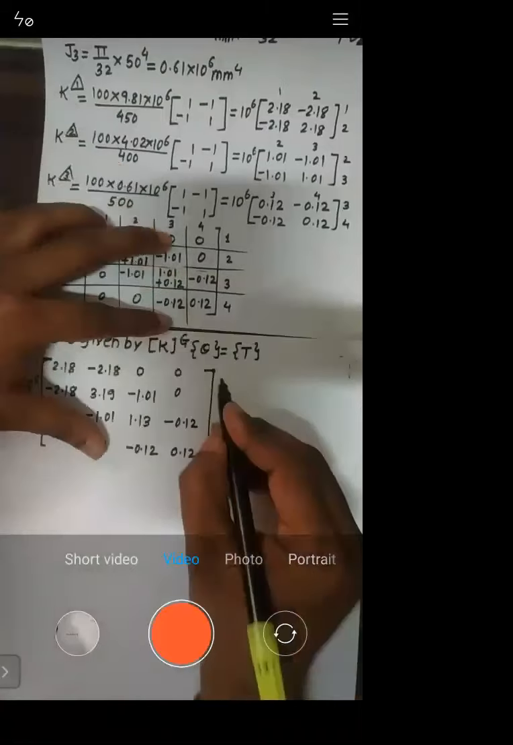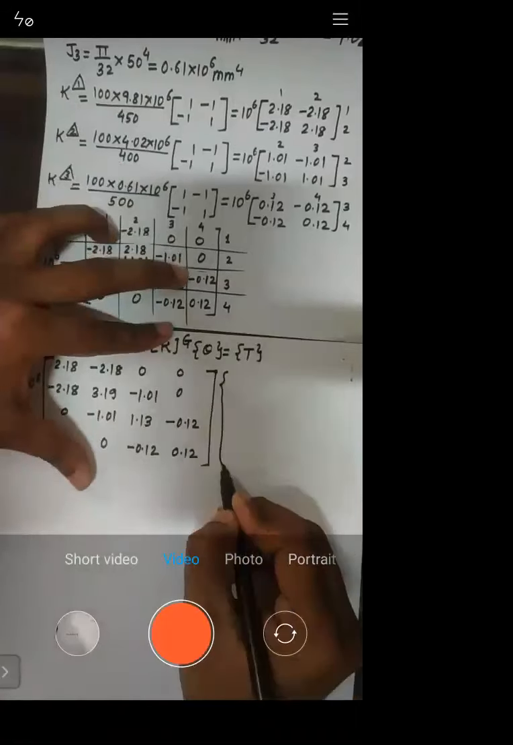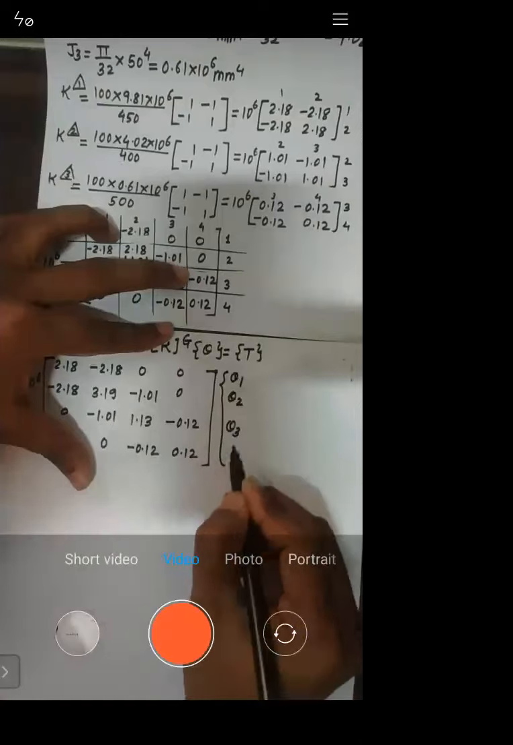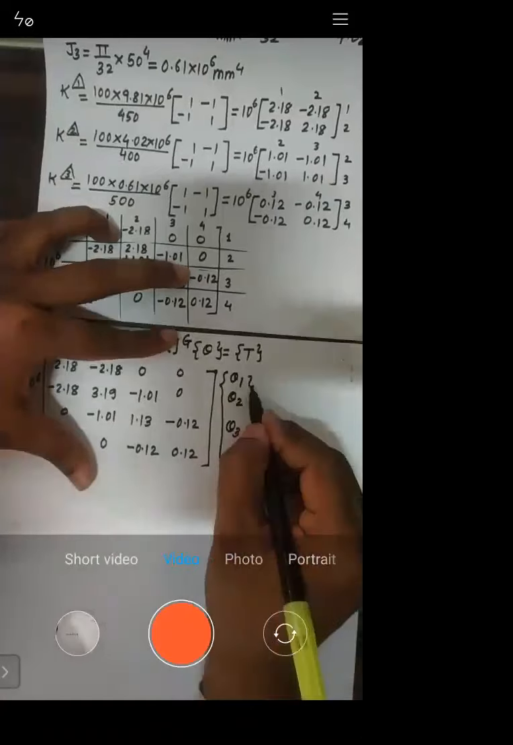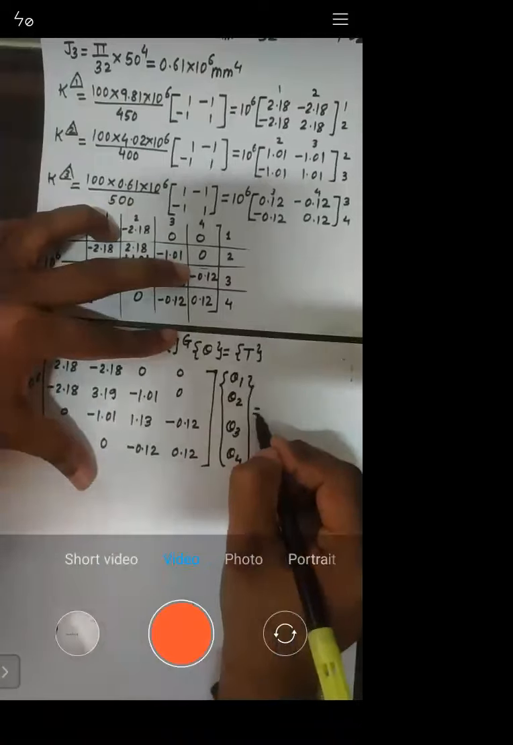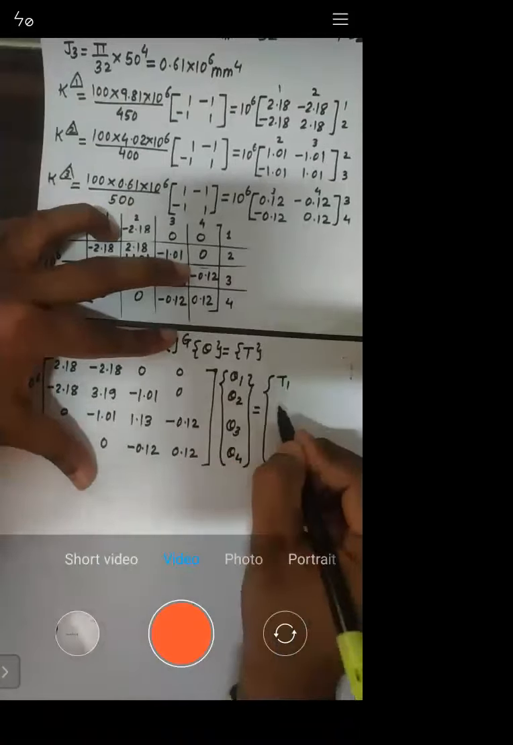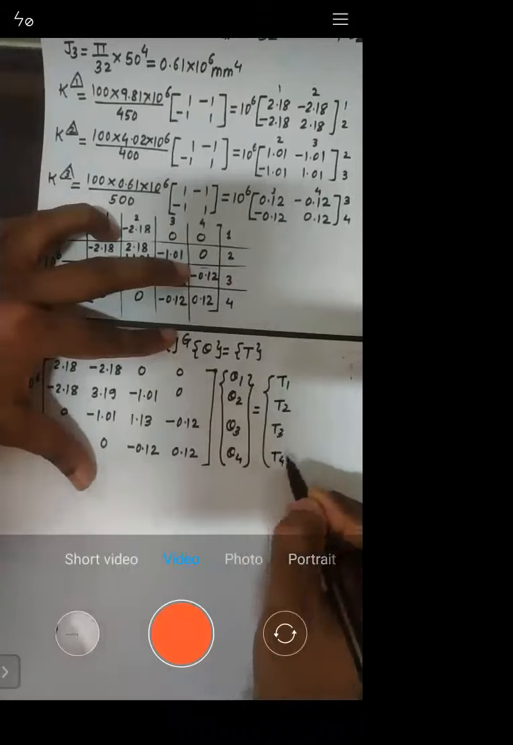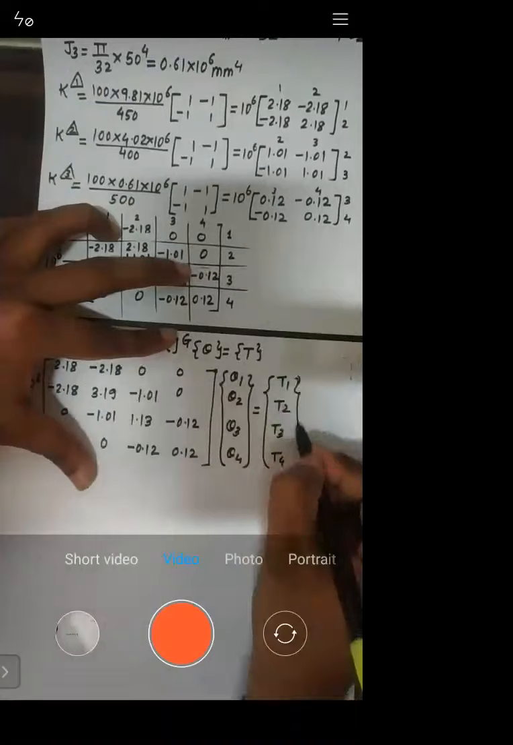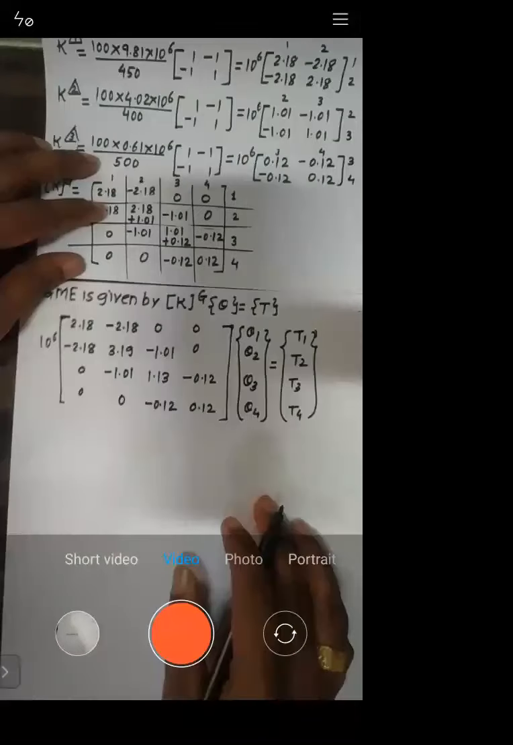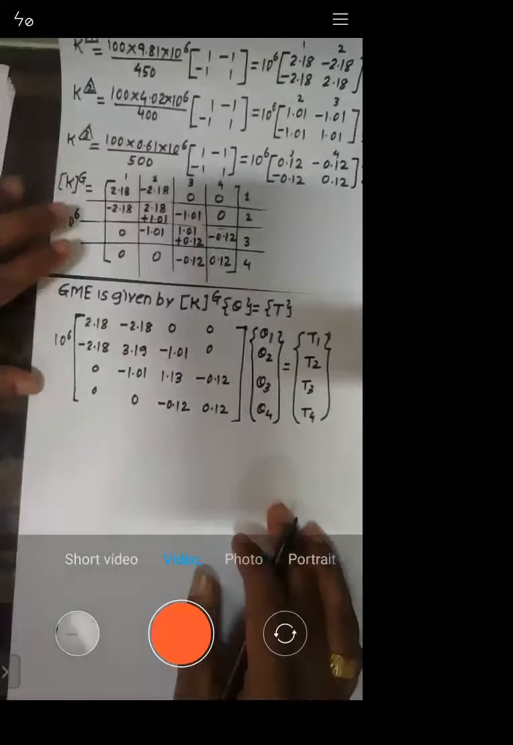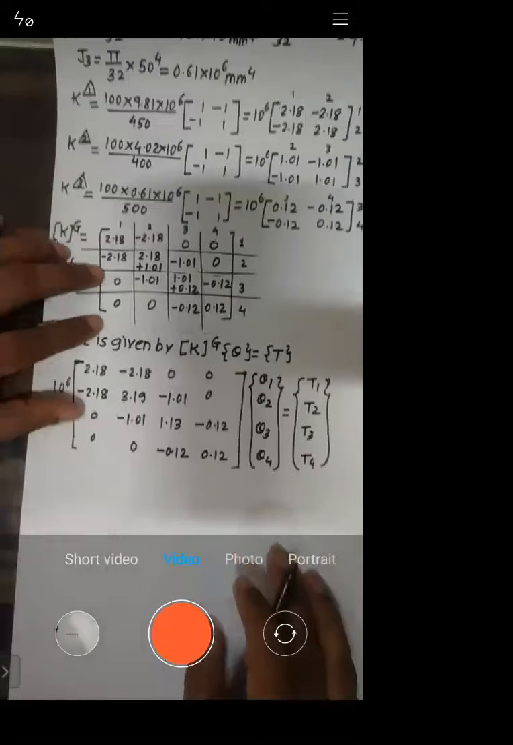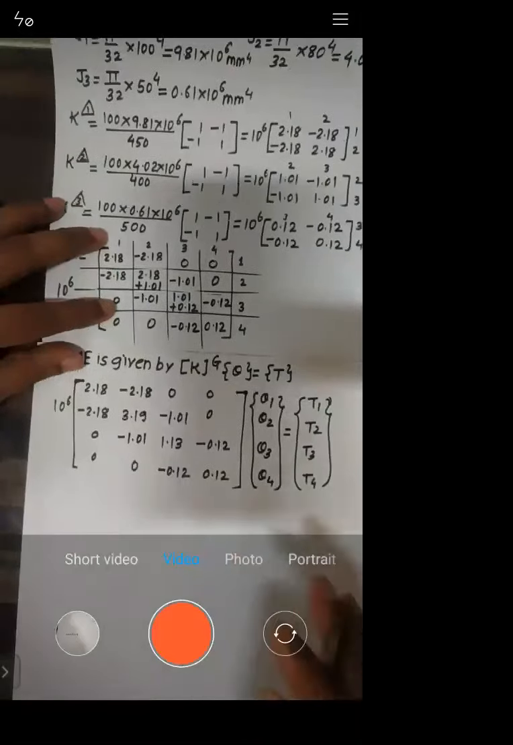This is to be multiplied by displacements. There are 4 nodes, so you'll get 4 displacements, and these displacements are angular. So theta 1, theta 2, theta 3, theta 4 is equal to T1, T2, T3, and T4. Have you got this? Now we need to solve this matrix so as to get the values of displacements.